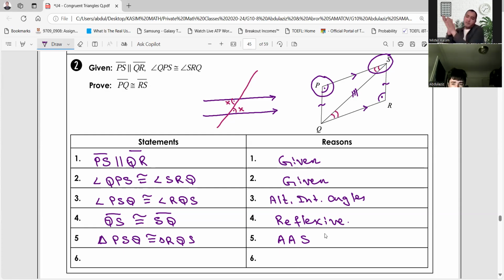What does congruent mean again? The definition of congruent means that all corresponding sides are congruent, all corresponding angles are congruent. So, what do we need to prove here? PQ is congruent to RS. Why? Because of CPCTC, congruent parts of congruent triangles are congruent. Congruent means equal actually, but for length or something. That's why we use congruent in geometry.